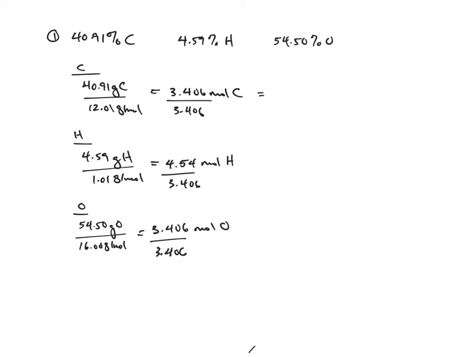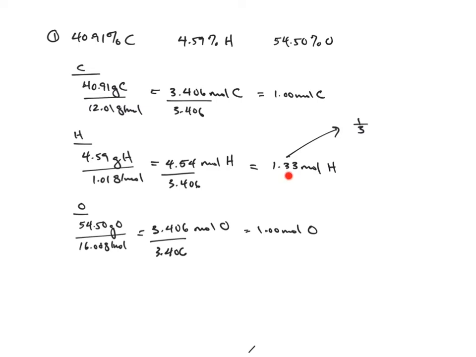This works out easily because that gives us 1 mole of carbon. Then 4.54 divided by 3.406, we get 1.33 moles of hydrogen, and we get 1 mole of oxygen. Now we have this kind of weird situation. These two are each 1, and this one is 1.33. That should send up a red flag, because 0.33 looks like the fraction 1 over 3, which would of course be repeating. It's 1/3 of something.